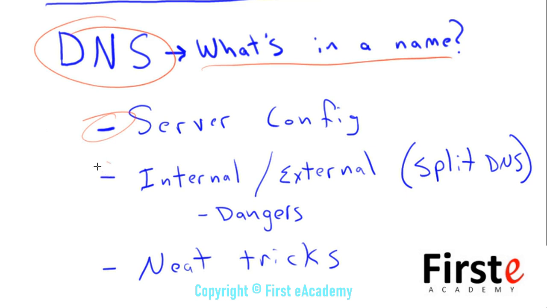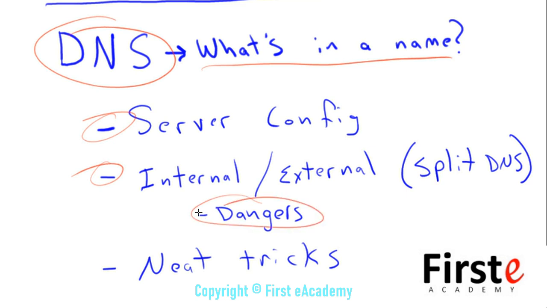Then we're going to talk about internal and external, or split DNS. This is very, very common. It's known by a couple names. I like to call it split DNS, but you can call it internal, external, or there's probably a bunch of other things you can call it. But basically, it just means the IP addresses will resolve differently depending on if you're inside your network or outside. And of course, with that awesome power comes dangers, so we'll make sure to address those.